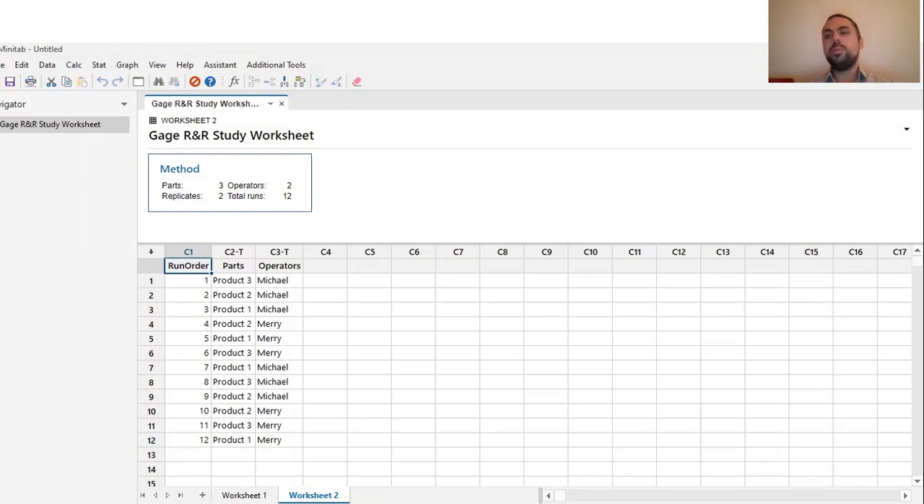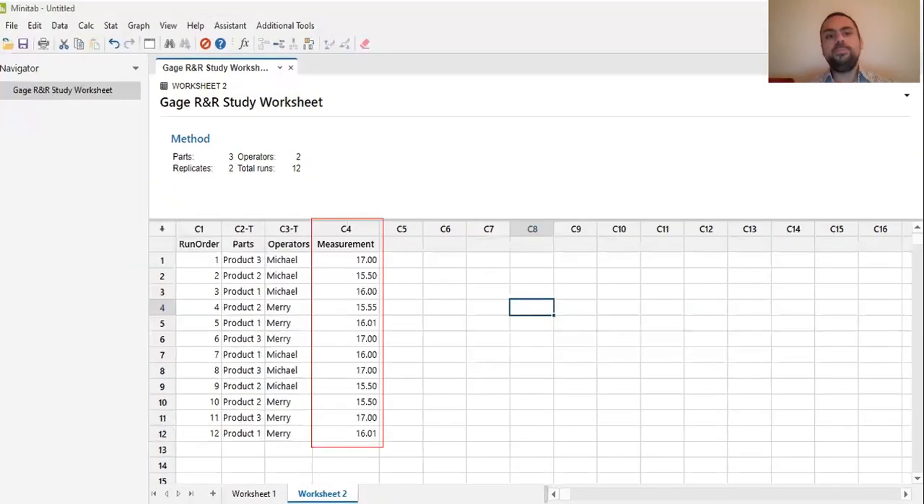Each product should be measured 4 times: 2 times by Michael and 2 times by Mary. As you pay attention, our parts are specified randomly and are not in order, and it's so important. So we receive the measurement information and enter it in Minitab.